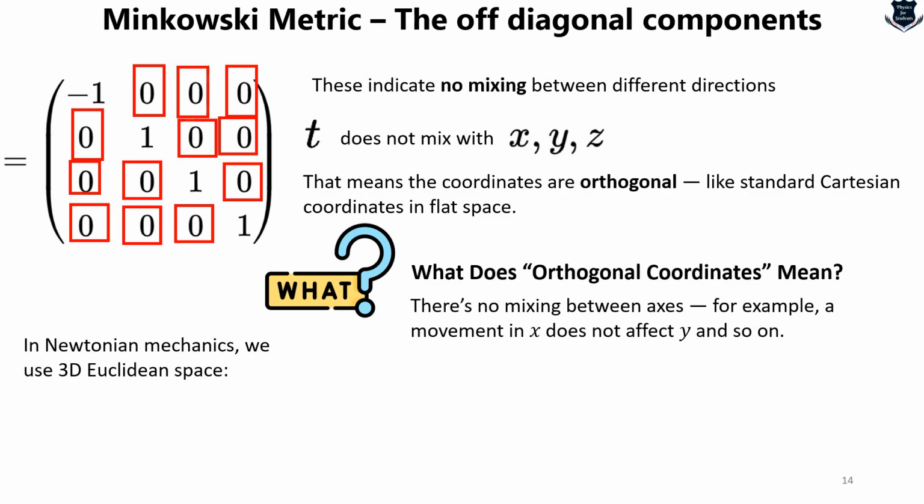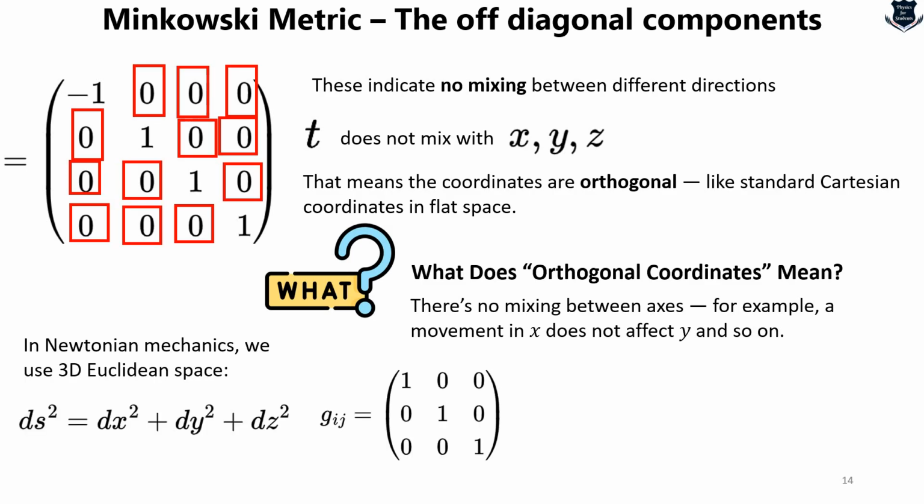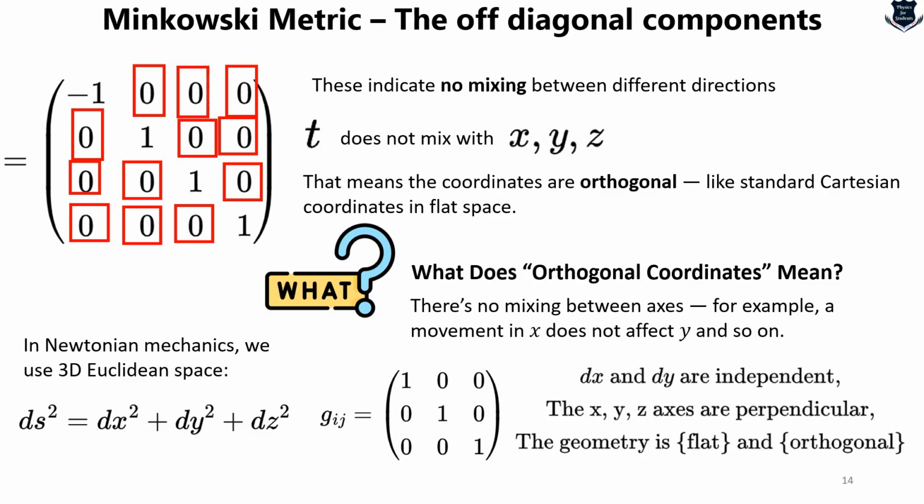So typically in Newtonian mechanics, we used this one. This is the 3D Euclidean space, and we get something like this. Here in Newtonian mechanics, remember dx and dy are independent, the x, y, z axes are perpendicular, and the geometry is flat, right? And that is what I'm trying to mean.